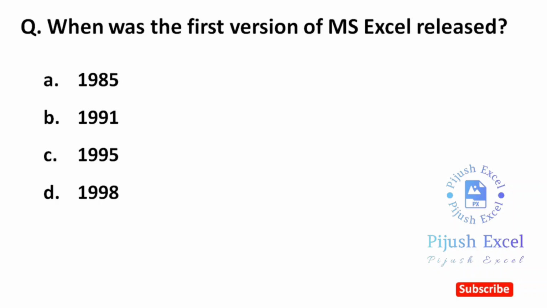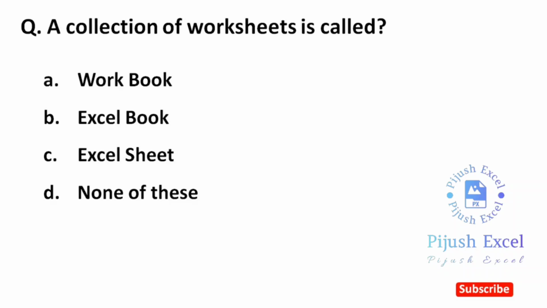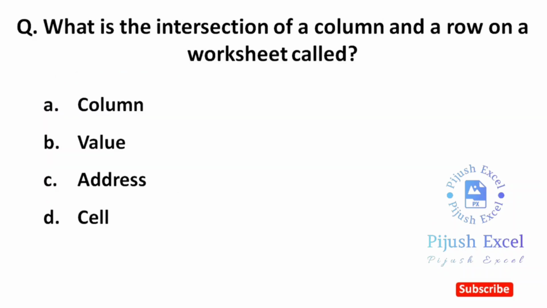Next, when was the first version of MS Excel released? The answer will be 1985. A collection of worksheets is called option A, workbook. Next question, what is the intersection of a column and a row on a worksheet called? Right answer option D, cell.